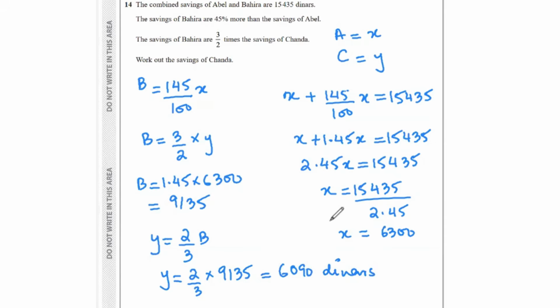So do it step by step. Start with assigning them variables, create separate equations, then use the total number of savings to find the value of x, then find Bahira's savings using that, and then ultimately you can find Chanda's savings.